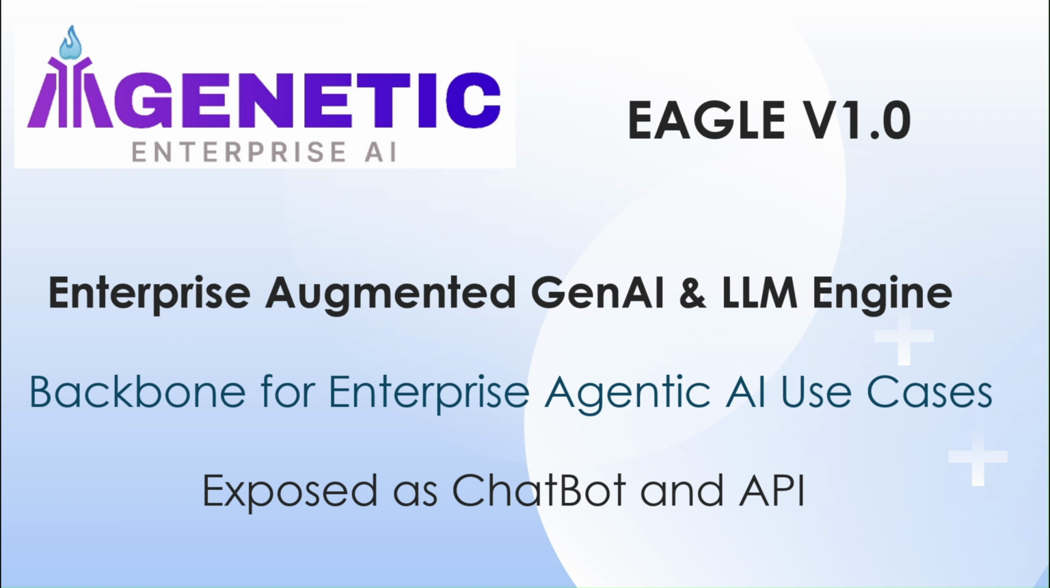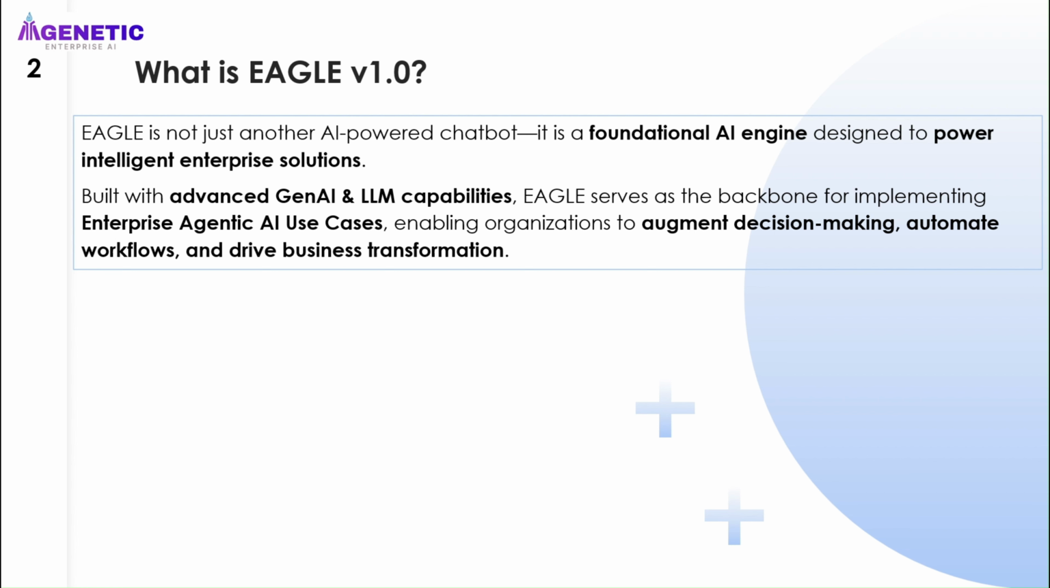Now, obviously, we would be eager to know what Eagle is, but at a very high level, I think it's an acronym for Enterprise Augmented GenAI and LLM Engine. It's supposed to be the backbone for enterprise agentic AI use cases, and this is exposed as a chatbot and API. There's a high-level summary, and we'll dive deep into the details and see what this is all about.